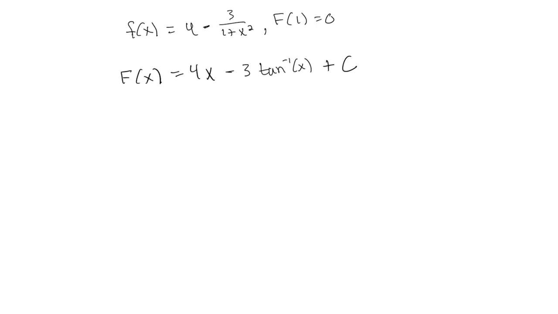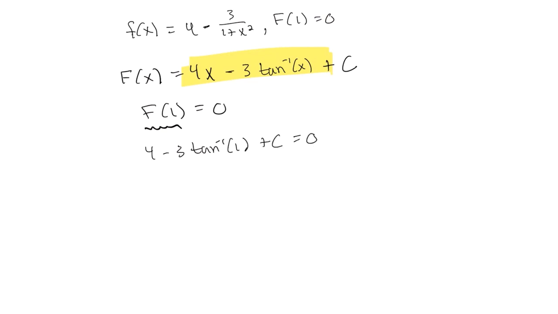Now I want that antiderivative to contain the point (1, 0). So I want F at 1 to be 0, right? Now, what is F at 1? I'm going to come back to my function and plug 1 into my capital F function here. If I plug in 1, 4 times 1 is 4, and then minus 3 inverse tangent of 1 plus c has to be 0. So what is the inverse tangent of 1? That's pi over 4, right? What do I take the tangent of to get 1? So this is 4 minus 3 pi over 4 plus c.